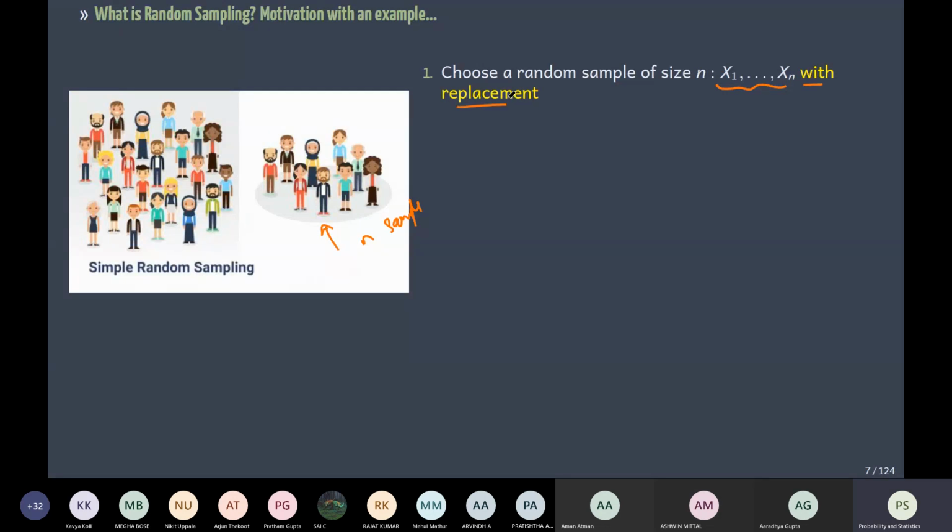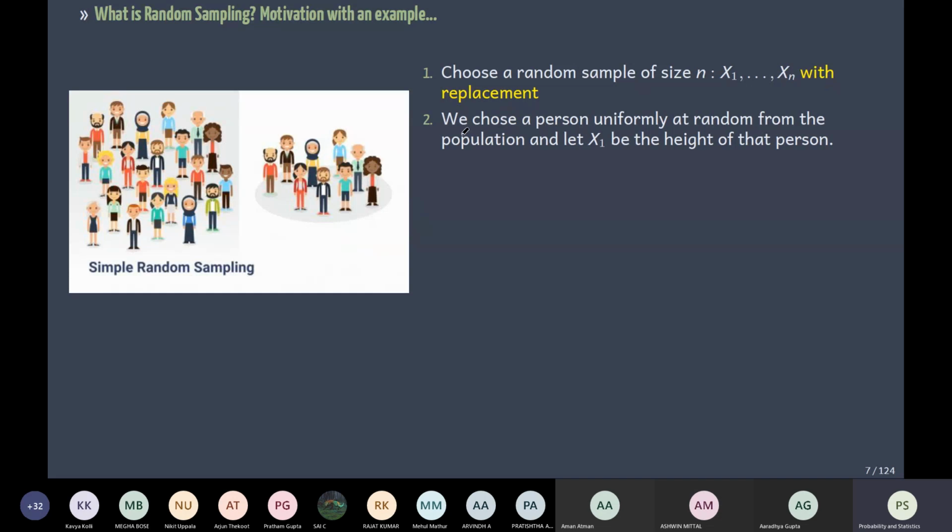There is a reason why I will do it with replacement. You can say that with replacement is not a good sample, because I may repeat the person. I pick a person from here, then put that person back, and then draw another sample. You may say that this may not be a good idea, but I will explain a bit later why with replacement is okay.